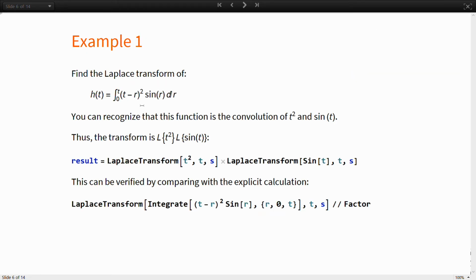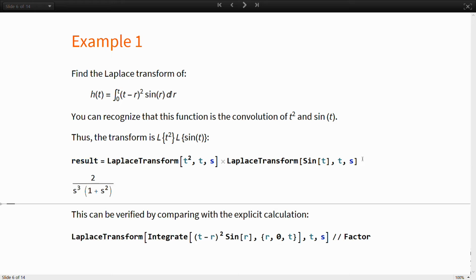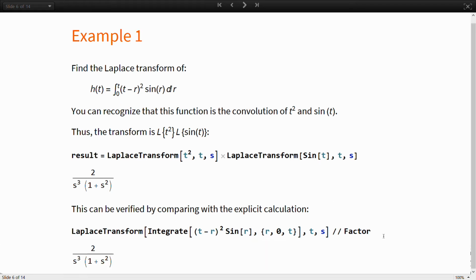Consider finding the Laplace transform of the integral quantity here. This integral is of the same form as in the definition of the convolution. Therefore, by noticing that the t minus r squared term must correspond to the function t squared, and the sine of r term must correspond to the function sine of t, we can use the convolution theorem to write the Laplace transform of this integral quantity as the Laplace transform of t squared times the Laplace transform of sine of t. We can calculate this product of Laplace transforms explicitly right here. We can calculate the Laplace transform of the integral to show explicitly that the two calculations are identical.